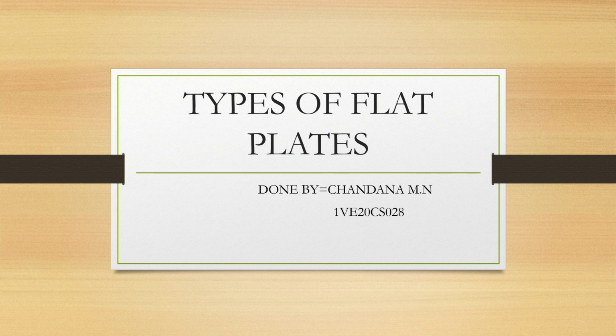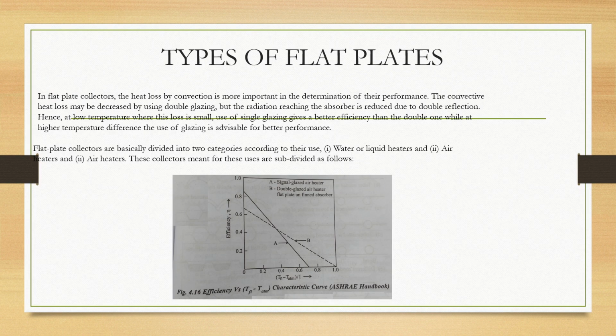In non-conventional sources of energy, for flat plates the heat loss, where convection is more important, determines their performance. The convective heat loss may be decreased by using double glazing, but the radiation reaching the absorber is reduced due to the double reflection. Hence, at low temperature the loss is small. Use of single glazing gives better efficiency than the double one at higher temperature. The use of glazing is advisable for better performance.